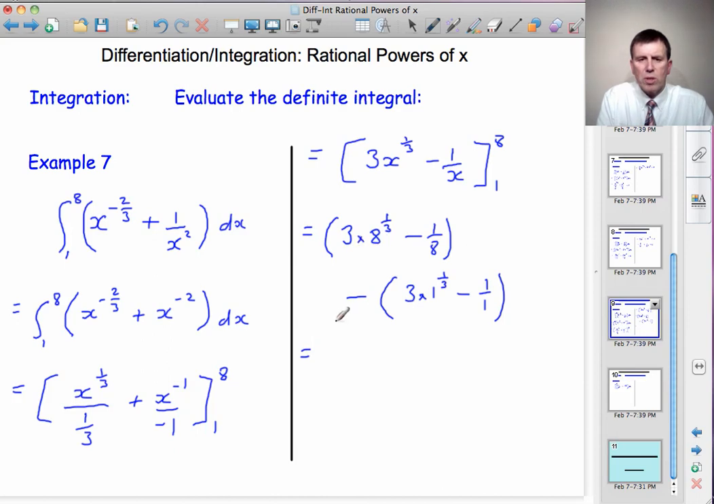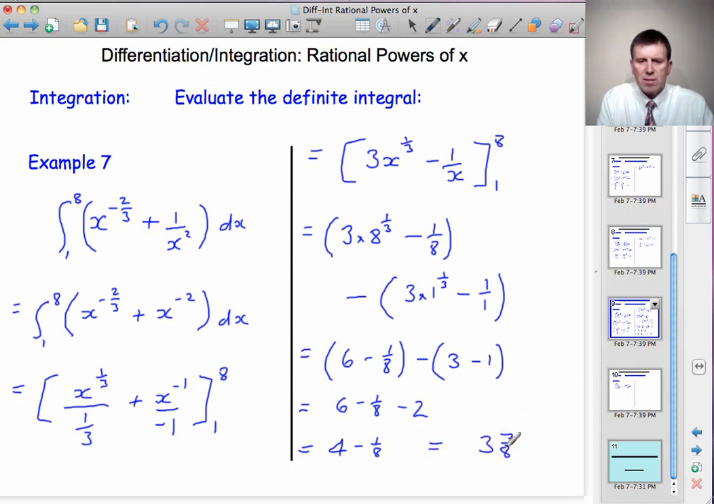Cubic root of 8 is 2, 3 2s is 6, so we've got 6 minus 1/8, minus cubic root of 1 is 1, 3 times 1 is 3, and that's just minus 1. So we've got 6 minus 1/8, and 3 minus 1 is 2, and so we're subtracting 2, which is equal to 6 minus 2 is 4, 4 minus 1/8, final answer 3 7/8. And that concludes example 7.